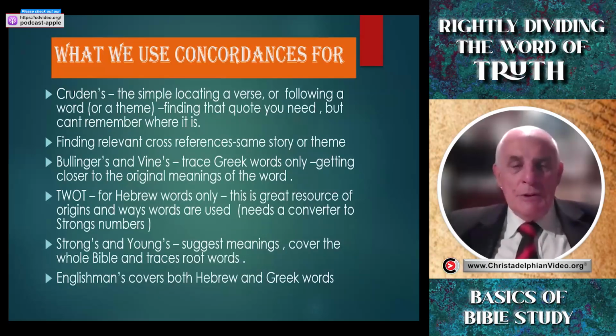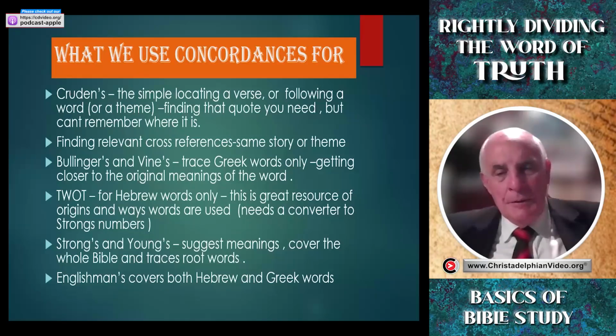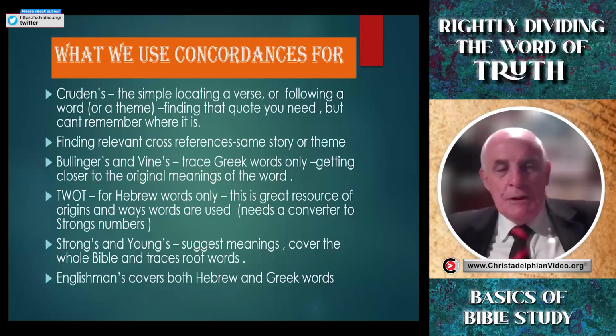So what do we use concordances for? Well, Cruden, as I said, is the simple locating of a verse. If you want to follow a word through, you might be doing a study on, let's say, a donkey or an ass, you'd look up those words and you would follow it through the Bible. Finding the quote you need is easily done with a Cruden's concordance. You can't remember where it is, but you can find it just by looking up a key word. Looking for relevant cross-references: when you go to Cruden's, you will see all the other times that that particular English word has been used, and you can therefore follow a story or a theme to other places.